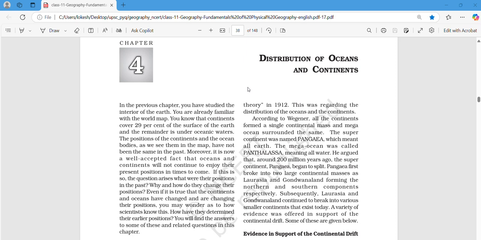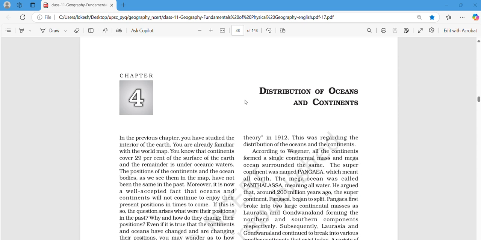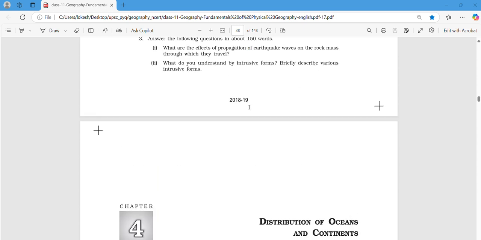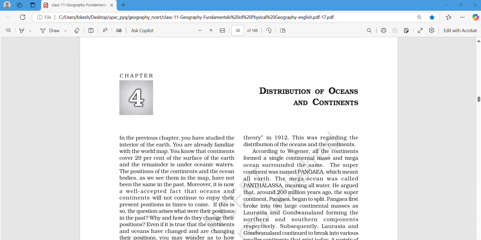Today we will start with chapter 4. This is Class 11 geography NCERT, the fundamentals of physical geography. So it's about distribution of oceans and continents. Okay, let's read it through.